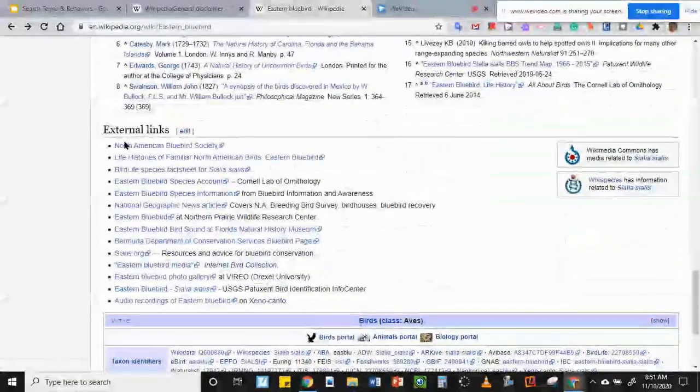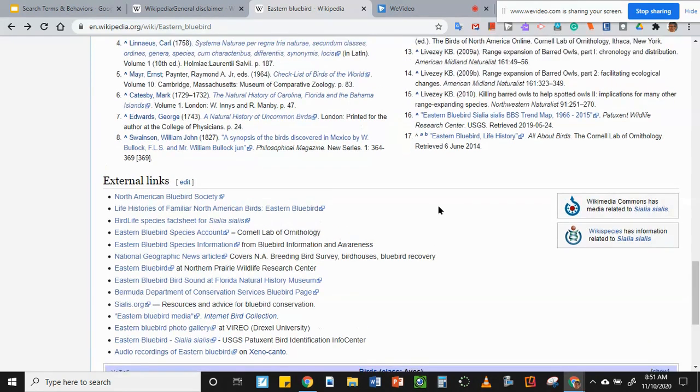Under references, I missed the external links. Here are the external links. So there's a Bluebird Society for North America, life histories of familiar North American birds, eastern bluebird, so it might tell me more about the life cycle. National Geographic news article about bluebird recovery. Okay, so these are expert, reliable sources that I can look at. So you want to look at both the references and the external links to see what you can find.